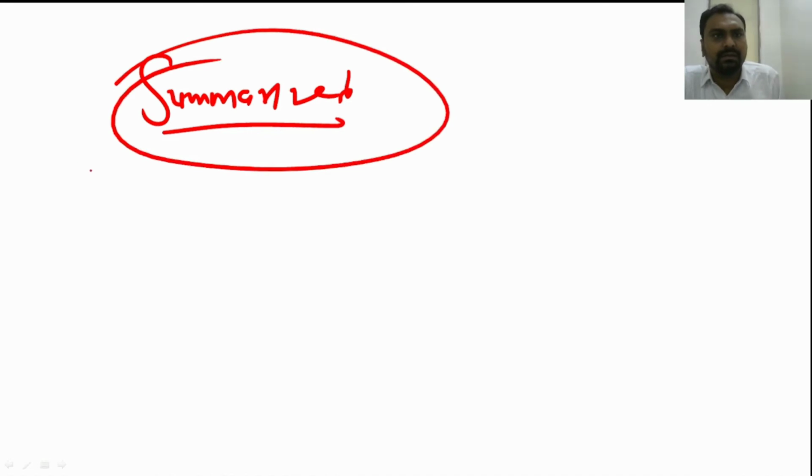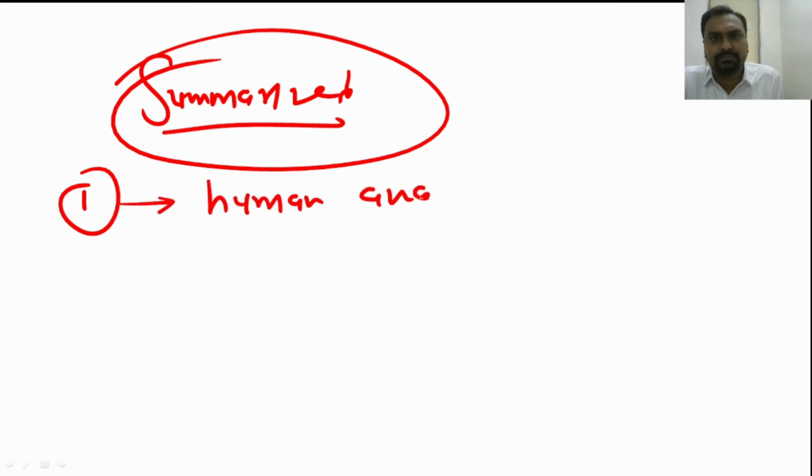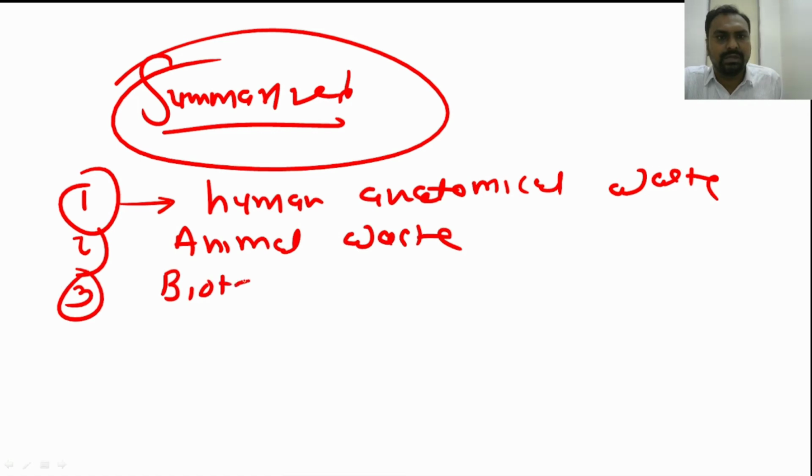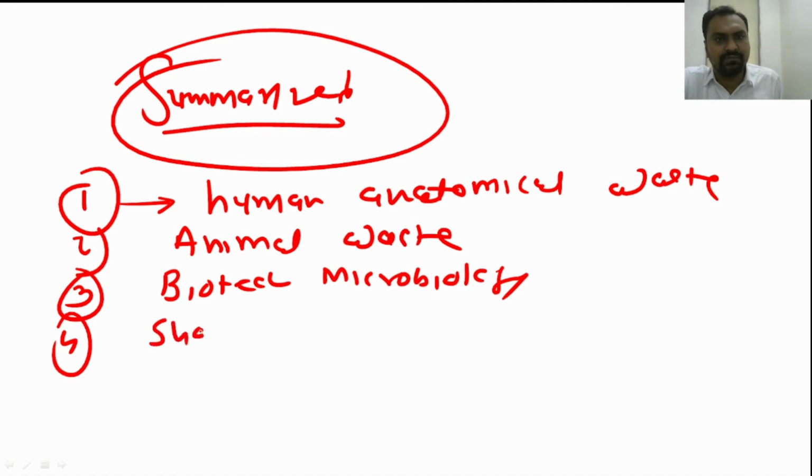So if I summarize, there are different categories of biomedical waste, waste that is generated during diagnosis, treatment, or during laboratory use, or during research. So all waste will come under the biomedical waste. The first category is human anatomical waste. Second is animal waste. Third is biotechnology and microbiological waste. Fourth is for the sharp waste.